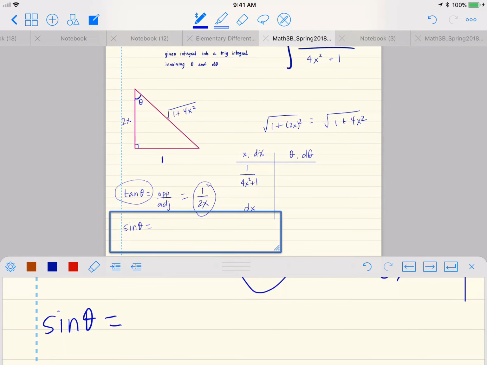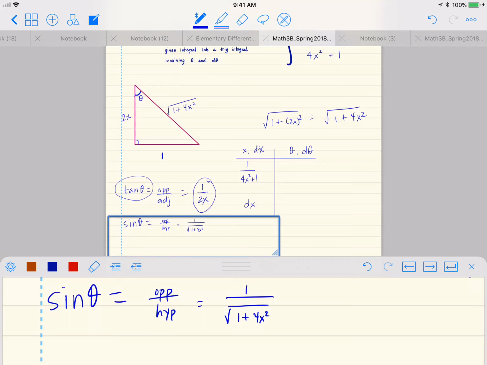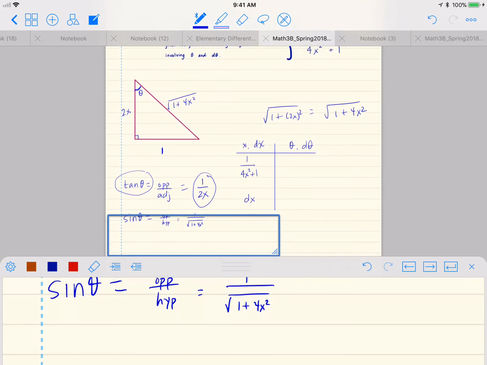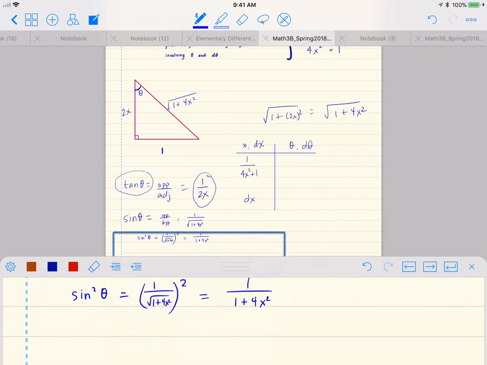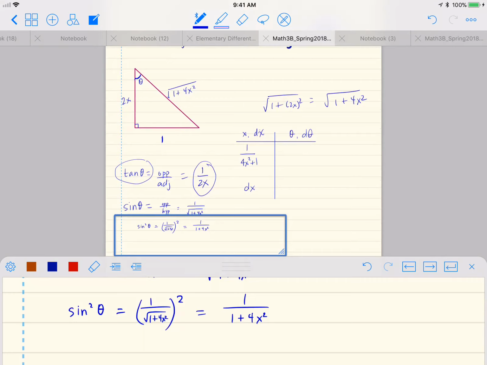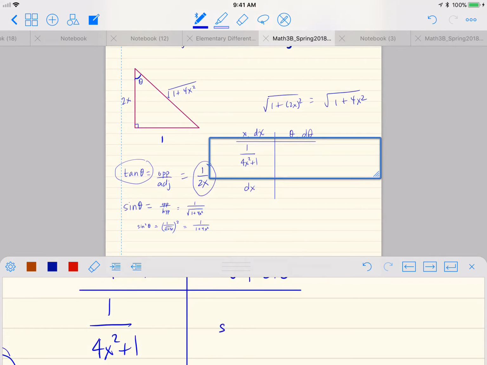So what is sine of theta? Sine of theta is opposite over hypotenuse, which is going to be 1 over the square root of 1 plus 4x squared. Bam, I'm done. Because now if I square both sides, I'll get what I need. Right, so sine squared theta is going to be 1 over square root of 1 plus 4x squared, all of this squared, which is 1 over 1 plus 4x squared. So 1 over 1 plus 4x squared is sine squared theta.